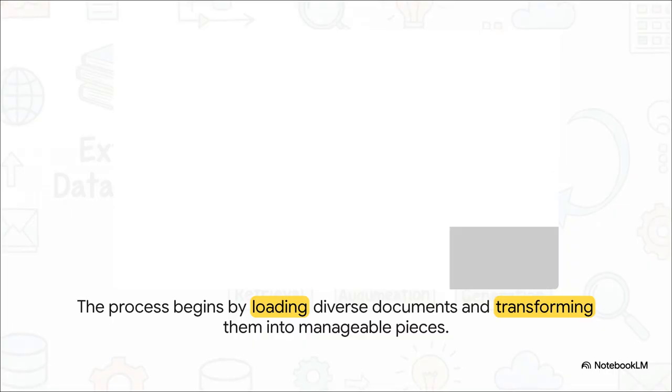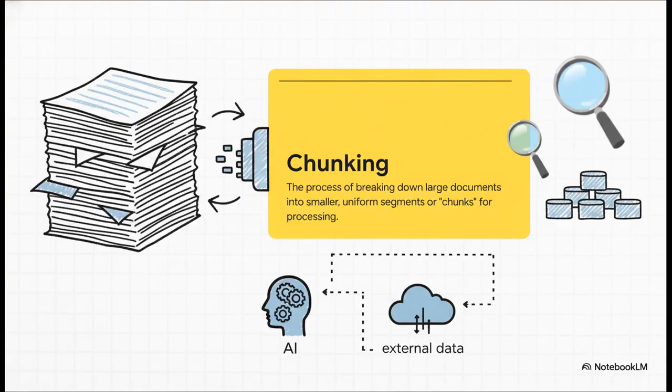Okay, so first things first, it all starts with the data. And this can be pretty much anything. We're talking PDFs, internal wikis, Word docs, you name it. The RAG pipeline starts by pulling in all these different documents to begin turning them into a usable knowledge base. Now, you can't just feed a 200-page report to the model in one go. It's just too much. So we use a technique called chunking.